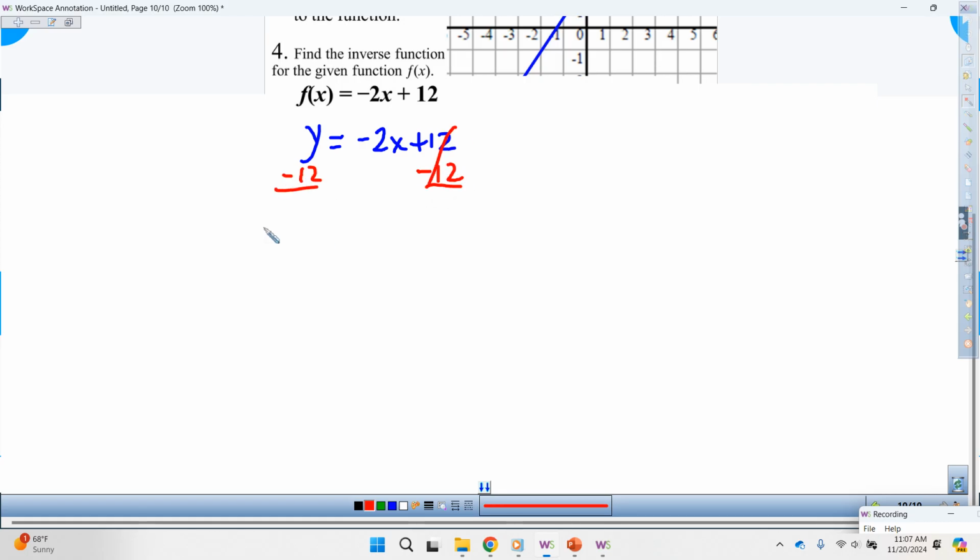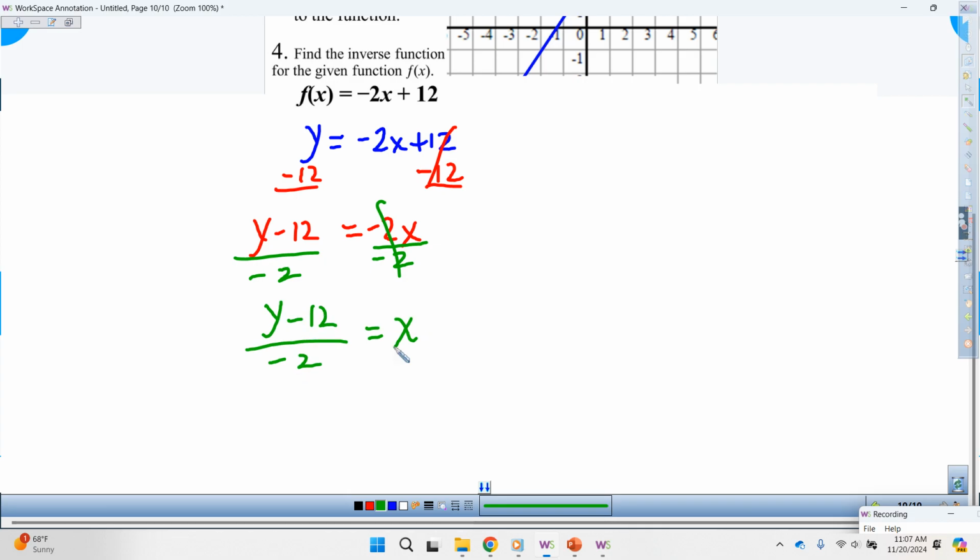So then we end up with y minus 12 equals to -2x. And then divide by -2. We end up with y minus 12 over -2 equals x. So that's not the inverse. Tell your neighbor how we make that an inverse. How do we make that an inverse? Then Mario's going to pass it to someone to enlighten us.